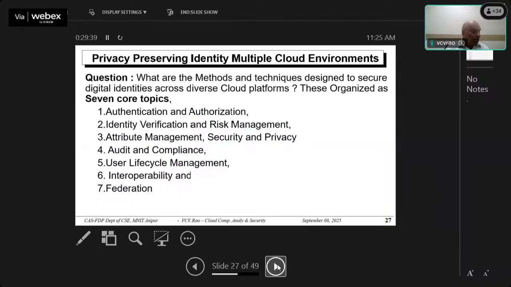So what are the major core topics which we need to understand? One is authentication and authorization, then identity verification and risk management, attribute management, security and privacy, audit compliance, and user lifecycle management, interoperability, and federation. These are the 7 core topics identified for digital identities across various cloud platforms. Each cloud platform may have different practices to implement these things, but all will be checked under security and compliance, or basically audit and compliance.